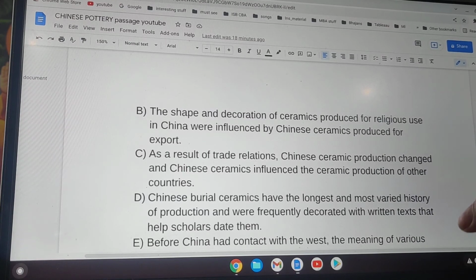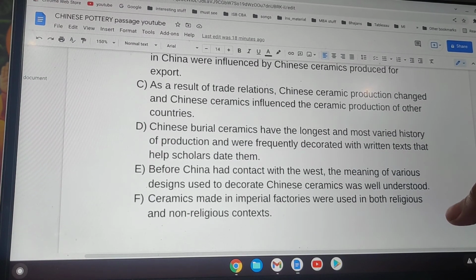D. Chinese burial ceramics have the longest and the most varied history of production and were frequently decorated with the written text that helped the scholars to date them. So where is this information mentioned? It's not said that they were giving the text because the scholars were able to date them. It's not mentioned. So it's a very wrong option. It's directly a trap.